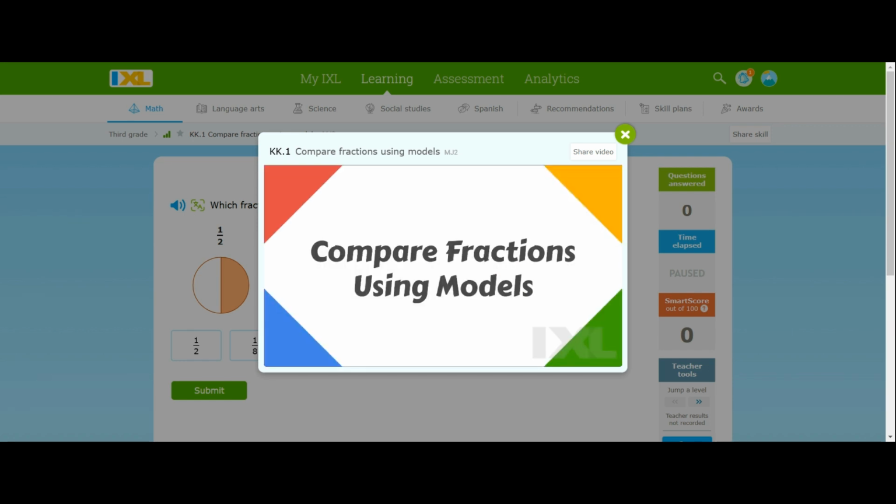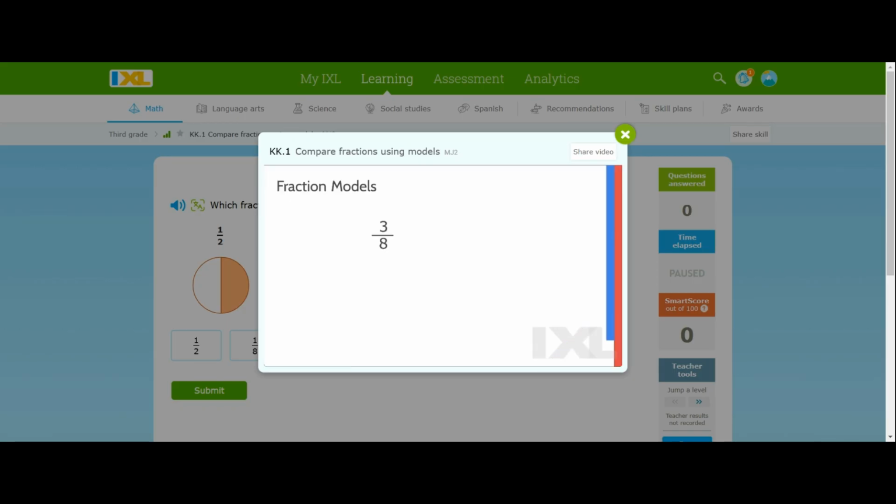Have you used models to represent a fraction? Well, we can compare fractions using models. Let's find out how. Let's look at the fraction 3/8. To make our model, we will start with this square to represent one whole.